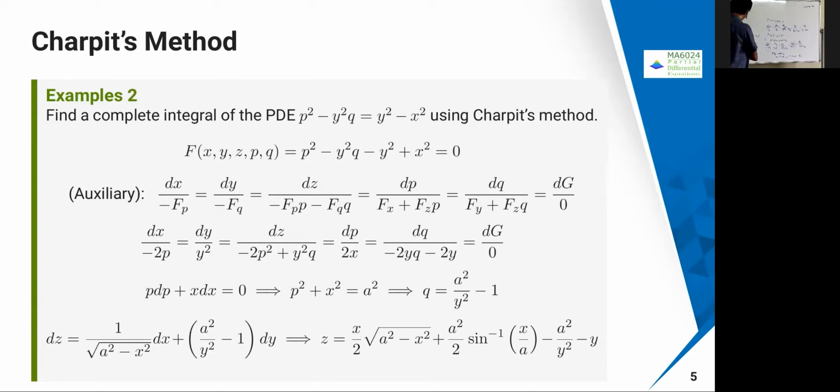So in that case, I can just substitute this value. Q I know already. Q is already known. P is also already known. P I can write as square root of a square minus x square. So dz is going to become square root of a square minus x square into dx plus square root of a square by y square minus 1 into dy. Now you use the integration formula and then get the answer. Okay, so that is going to give you the answers for your problem. Okay, so here no square root because q is there. Okay, so fine.